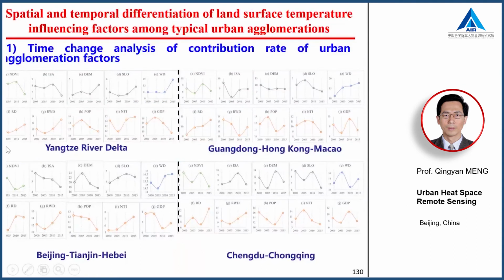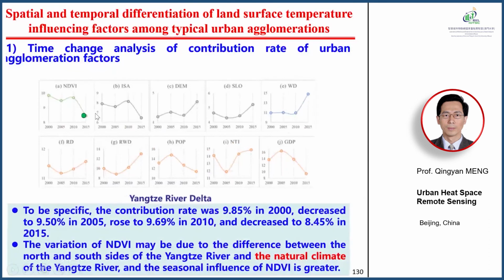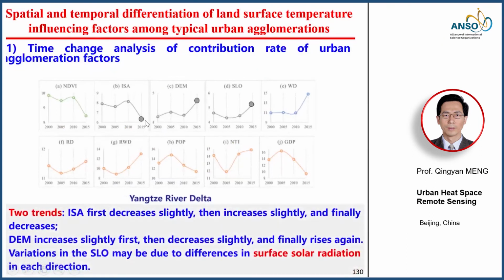You can see the different parameters in the different areas, the different urban agglomerations, and the changes. For example, in the Yangtze River Delta, the NDVI change trend is: first decrease, then slightly increase, and finally decrease. The DEM increased slightly first, and then decreased, and finally rose.